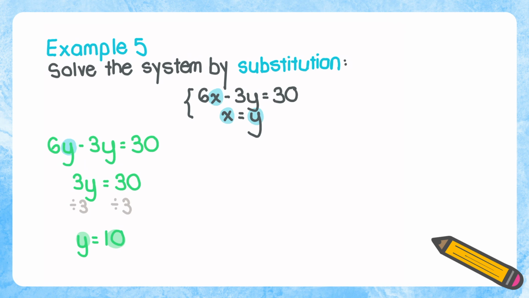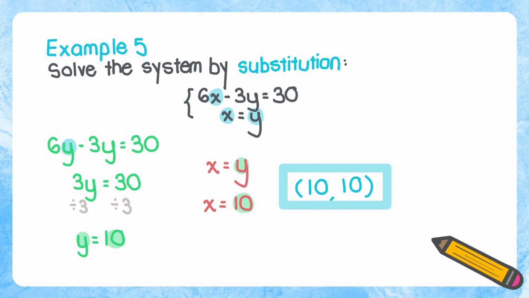And now we can solve for x. x equals y. So it's going to be the same as our y value. So x equals 10. So our solution for this problem is 10, 10. So notice here our x and y values are the same for this solution.